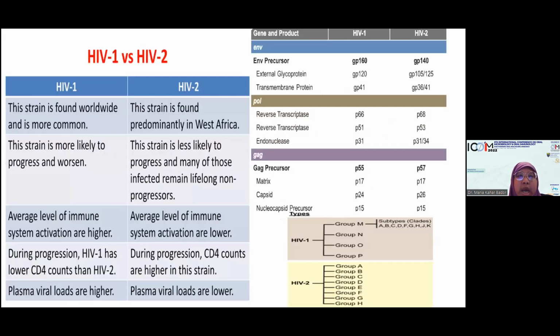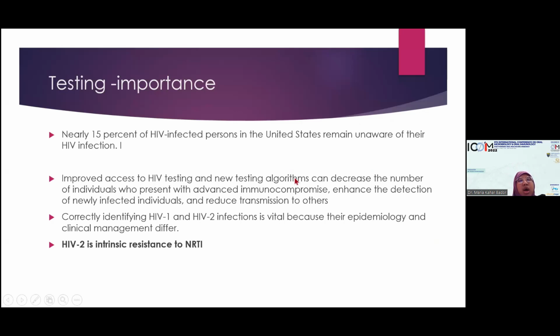So clinically, why is it important to distinguish? Because there is a difference in the clinical outcome, and also that with HIV-2, you cannot use certain drugs because they're intrinsically resistant to the NRTIs.